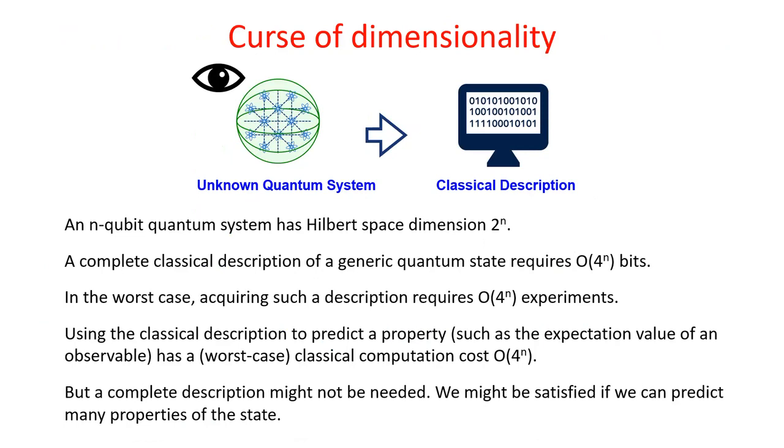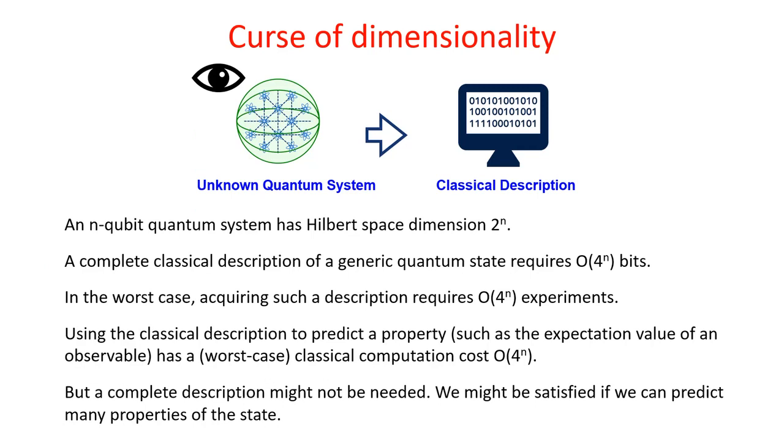The barrier we face in trying to understand better the quantum world is a curse of dimensionality. An n-qubit system lives in a Hilbert space, which is of dimension exponential in n. It's possible in principle to write down a complete description of the state, but it's not at all practical to do so because it requires an exponential number of bits. To acquire that description would require an exponential in n number of experiments. To use that description to predict properties of the state would require an exponential amount of processing time.